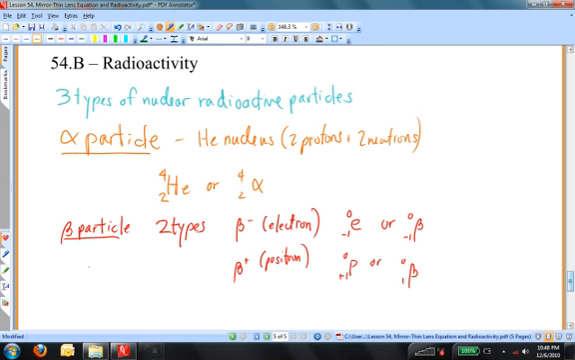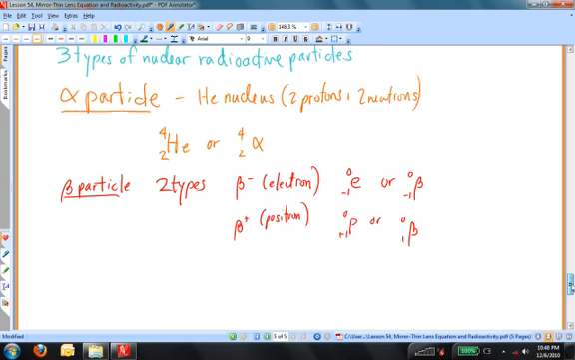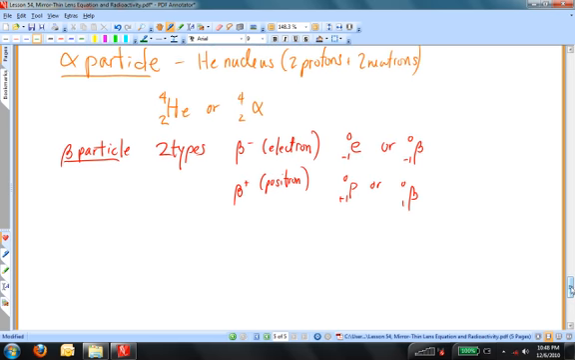Finally, there is the gamma. The gamma is basically a high energy photon, and photons do not have mass. So when we talk about the gamma particle, basically what's going to happen is that when a nucleus throws this off, it's just throwing off high energy. So it has a mass of 0 and a charge of 0. This is a high energy photon. That is basically all that's introduced in this particular lesson about radioactivity.